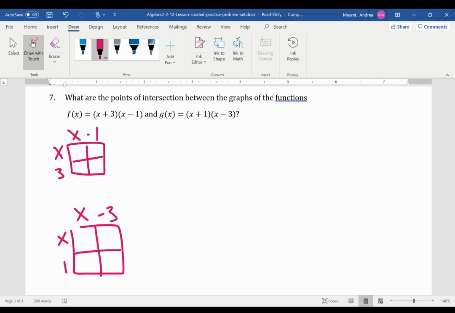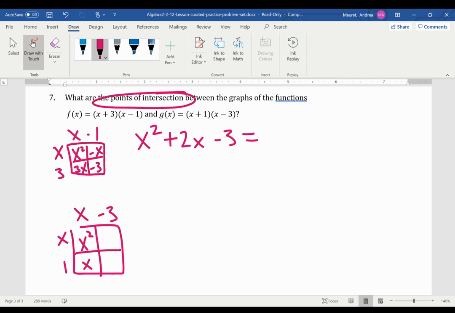And when I multiply out here, I get x squared, negative x, 3x, negative 3. So combining the 3x and the negative x and writing it out in standard form, x squared plus 2x minus 3. That equals, if we're going to solve for points of intersection, then that means the functions are equal to each other. So I'm going to multiply out the other side and put it in standard form.